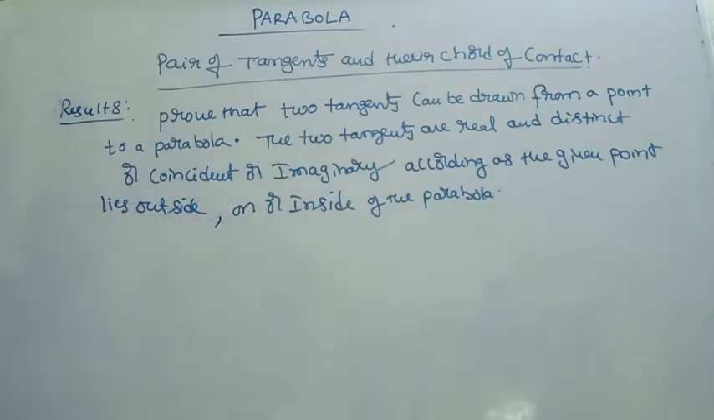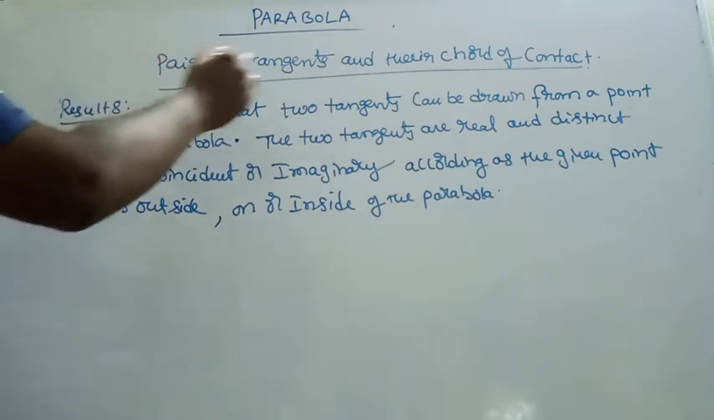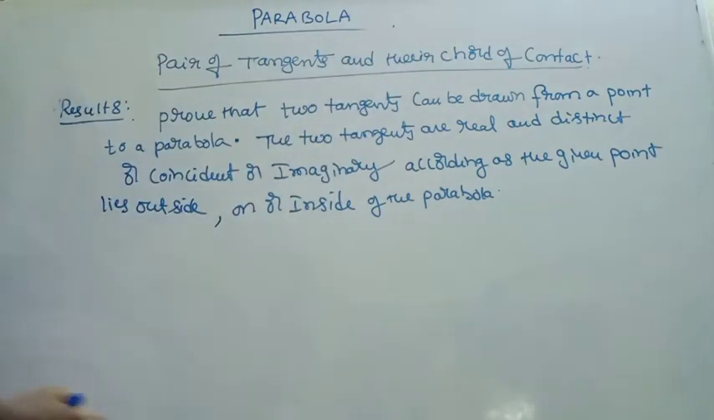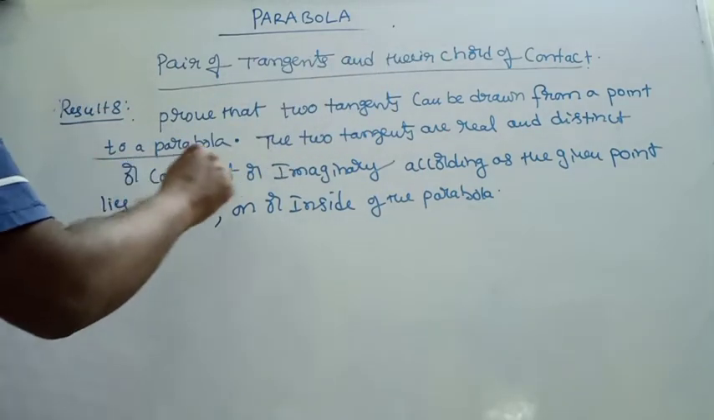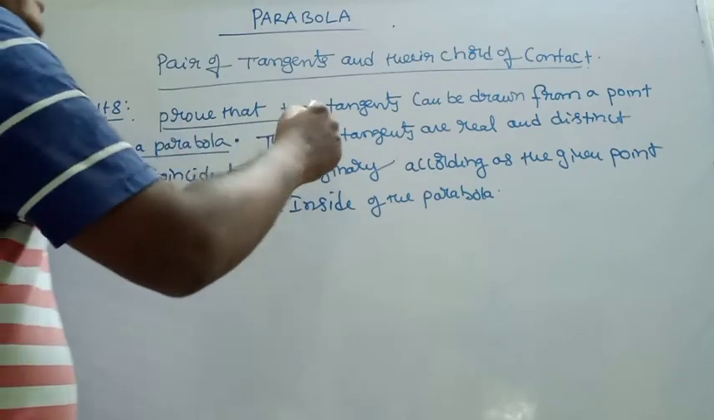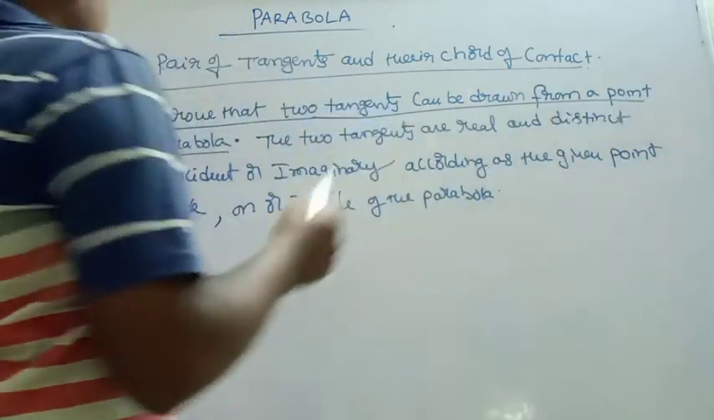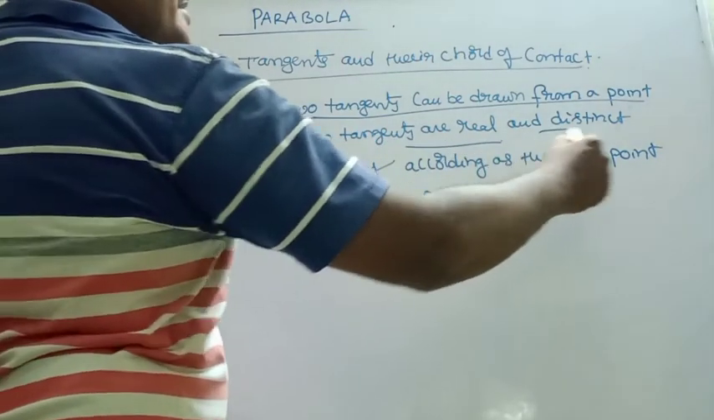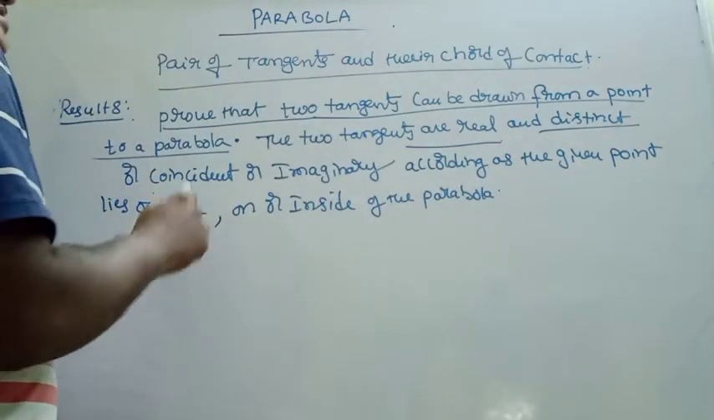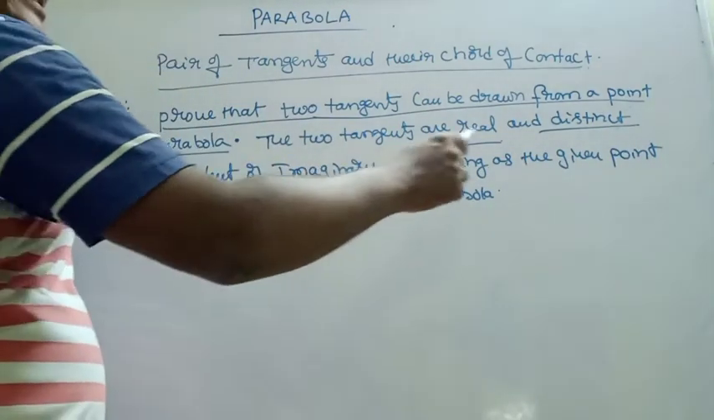Now, another important result. The concept is pair of tangents and their chord of contact. This is the heading, pair of tangents and their chord of contact, right? This is result number 8, my dear students. The result is: prove that two tangents can be drawn from a point to a parabola, and the two tangents are real and distinct, coincident or imaginary according as the given point lies.